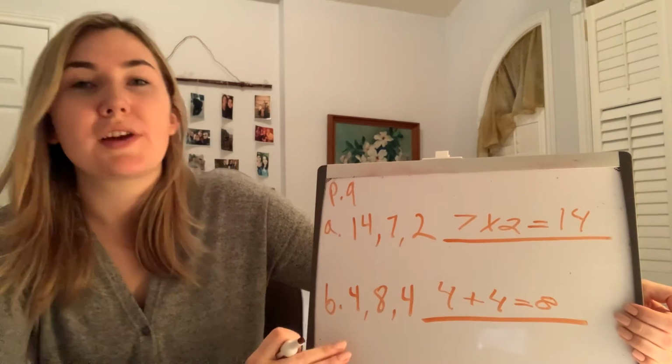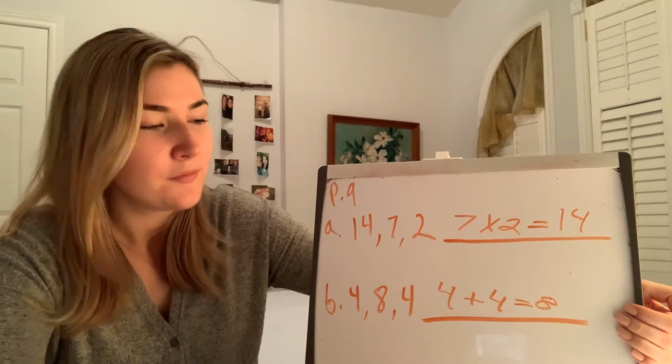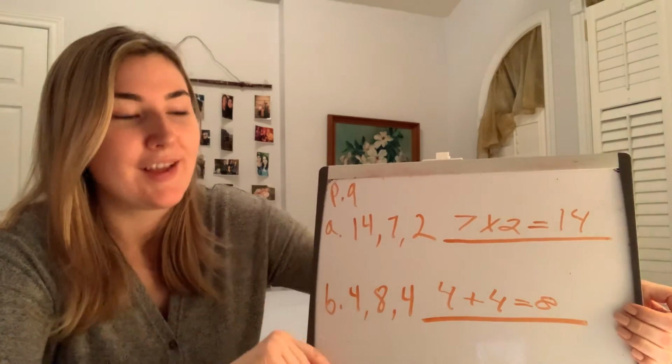So then you'll be doing the rest for C, D, and E, either an addition or a multiplication problem with the group of numbers that you have. And then come back for part 10 when you're ready.